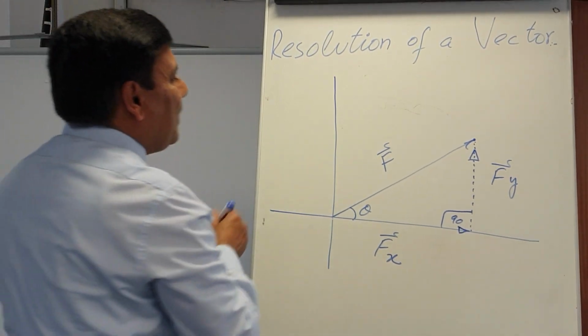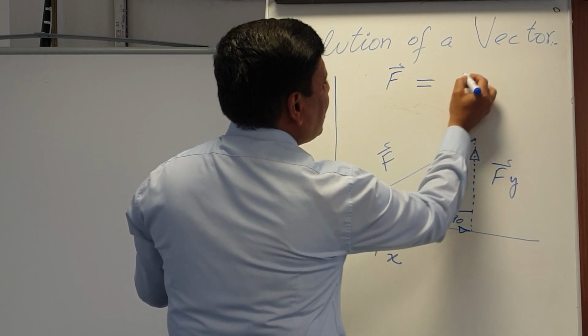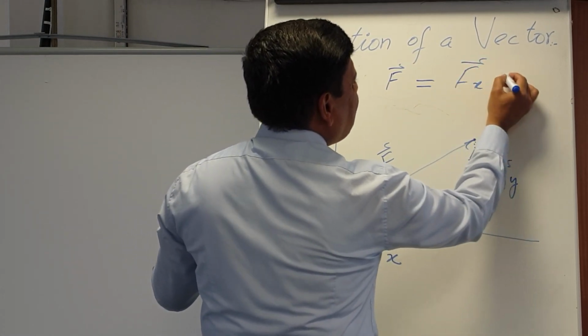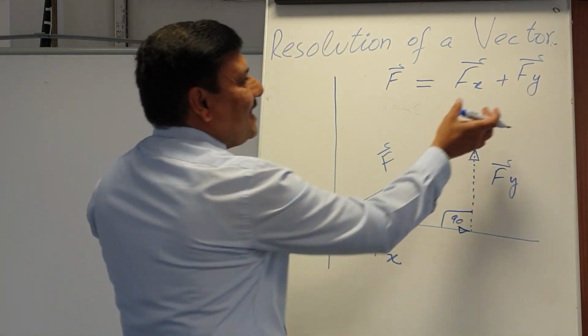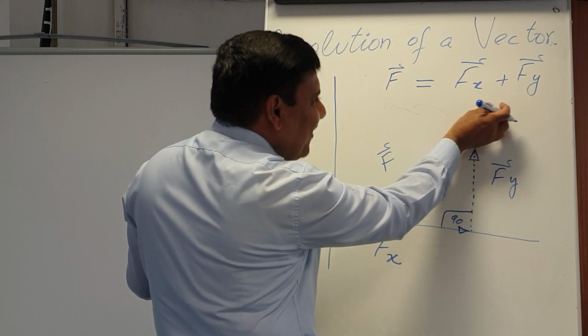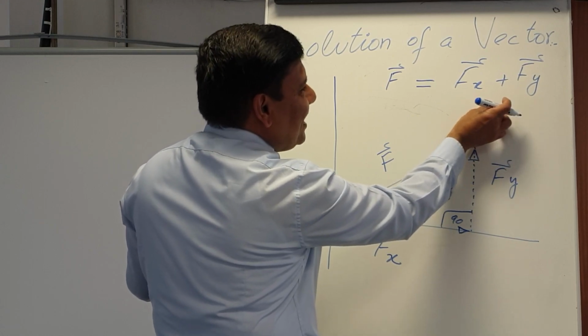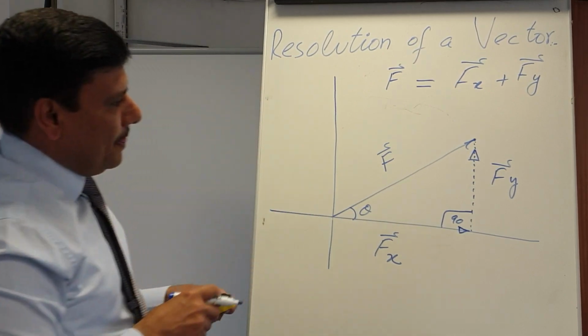So I can say that the F vector will be equal to Fx plus Fy. Again, I will say that this is not mathematical addition. I am talking about the combined effect. This is just the combined effect of these two vectors. It is equal to this one.